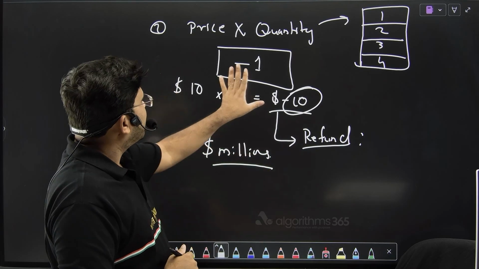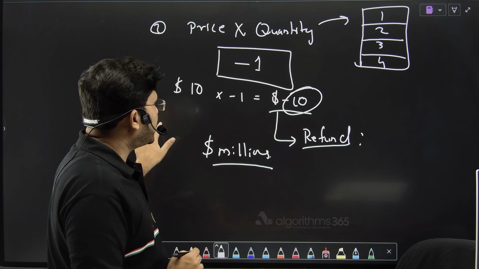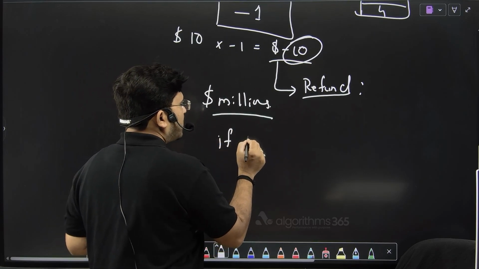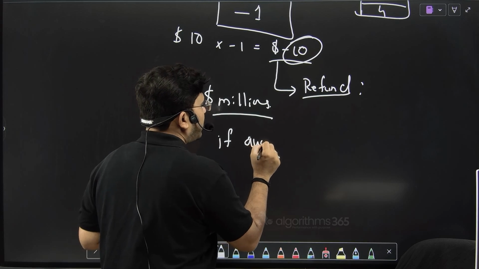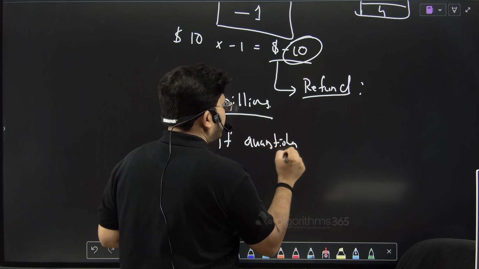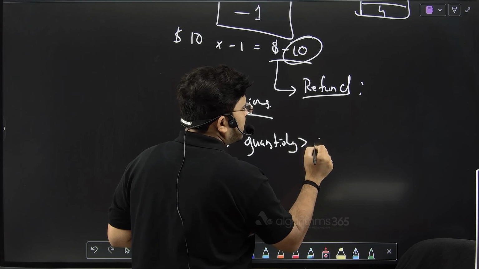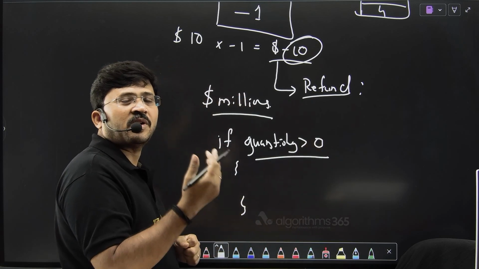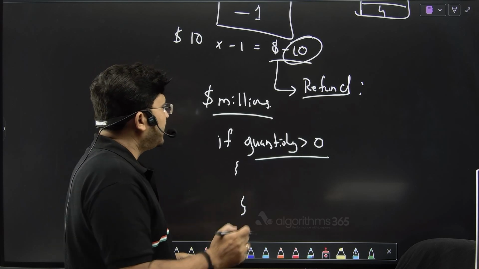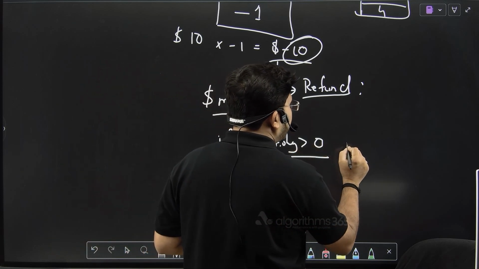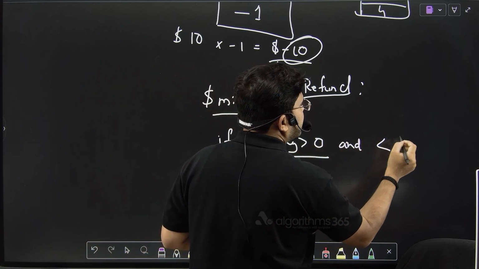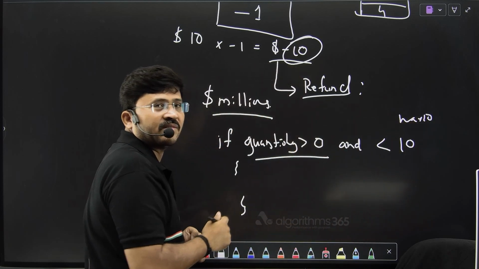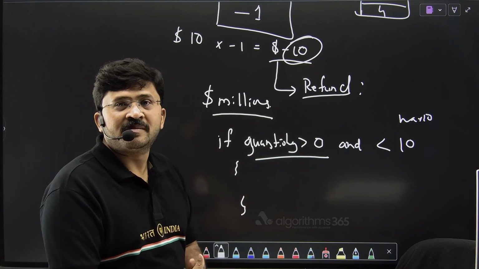When the quantity was entered as -1, there should have been an additional check saying if quantity is greater than 0, then only do the processing, otherwise respond saying it's an invalid quantity. It should have checked that it is greater than 0 and less than some max value. They cannot ship hundreds of things, right? They'll say a max of 10 or whatever. So this condition was missed.